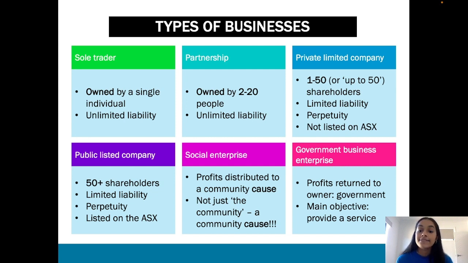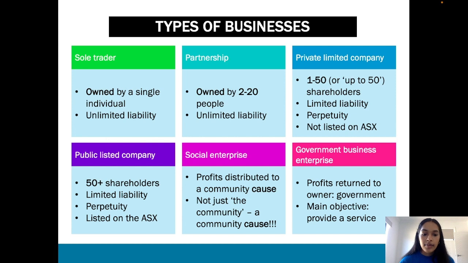Since there are many different owners in the business, there has to be more than one, and up to 50 shareholders, there isn't a single individual held personally responsible or accountable for debt that the business faces. And perpetuity just means that the business can continue operating in the case that the original founder leaves the business or passes away. So it just means the business can continue its life.